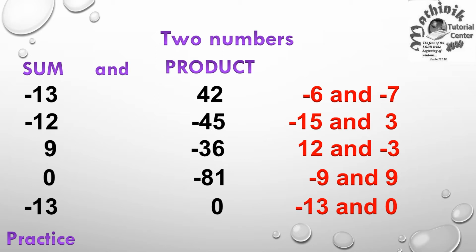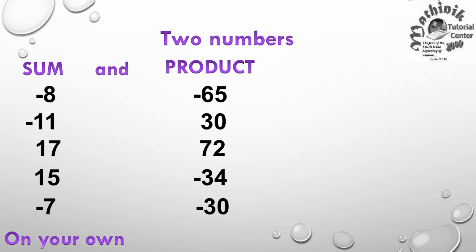Okay, let's try it on your own. I will give you 5 pairs or 5 items, and you're going to answer each in 15 seconds. So you're on your own now. First, think of two numbers whose sum is negative 8 and product is negative 65. You have 15 seconds. Go.